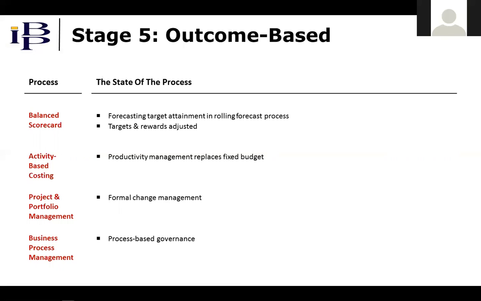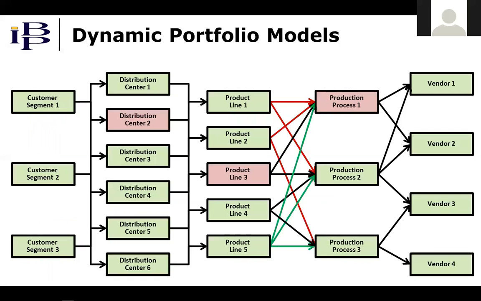From an activity-based costing perspective, project and portfolio management, you have a formal change management process. So for example, one of the things that you want to be able to do is understand, what's my capacity to absorb change within the organization. You can incorporate those sorts of assessments into your forecasting process, along with the other metrics that you might be forecasting. And one of the biggest changes from a business process perspective is moving towards process-based governance structures, because you have the wherewithal to support it.